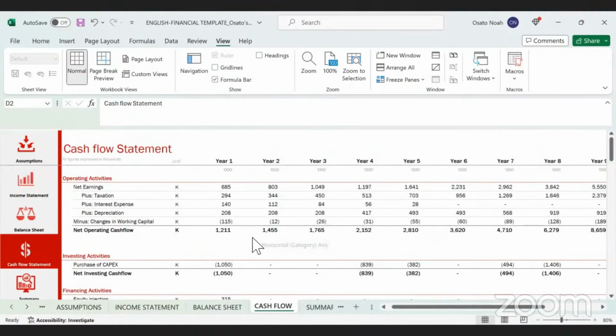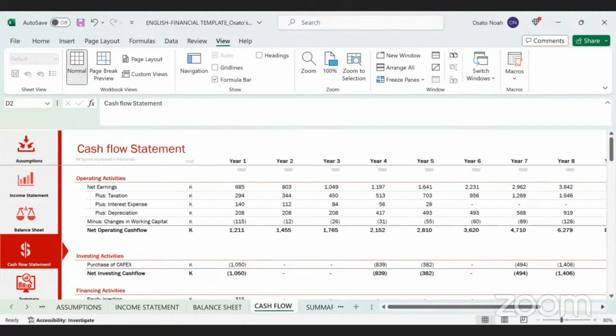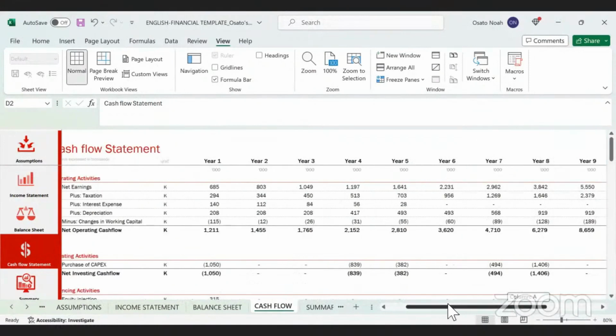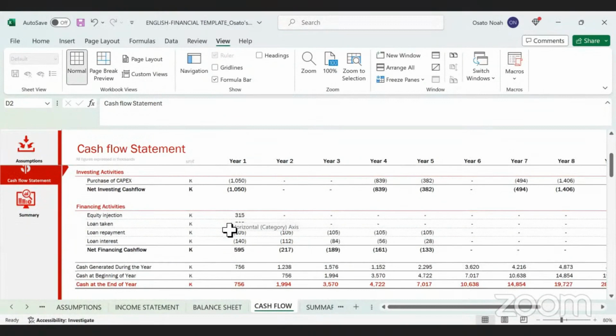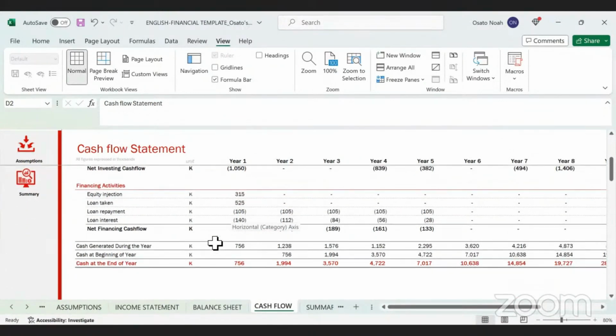Then the cash, which is very important. Based on everything we did, we have a net operating cash. It shows that on a year-on-year basis, this business will have enough cash to even invest, enough cash to put into other things. So this business has shown very good results. It's a cash cow. It has a lot of cash.